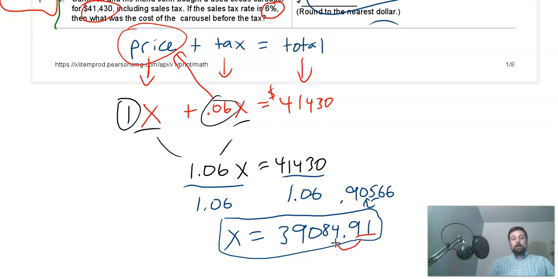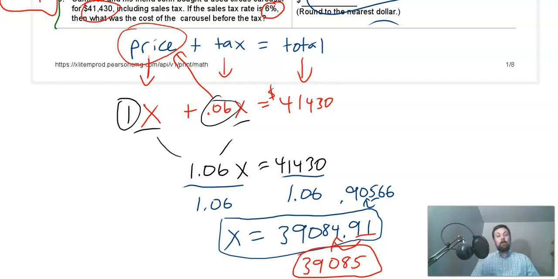So the 91 cents means we're going to round this up to a 5. So this will be 39085, the final answer there, rounded to the nearest dollar. Okay.